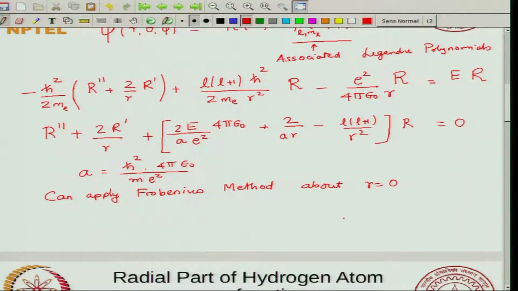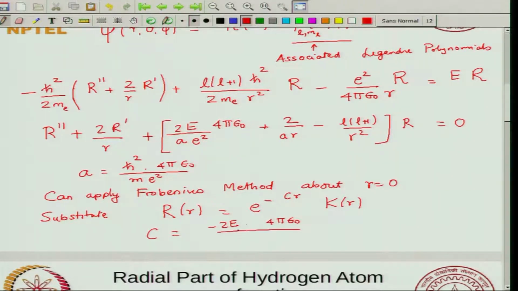So instead of that, we will separate some factors, just like we did in the case of the harmonic oscillator. So what we will say is you substitute R of r is equal to e to the minus c r times k of r, okay, where c is equal to minus 2 E times 4 pi epsilon divided by a e square, the whole thing raised to half.